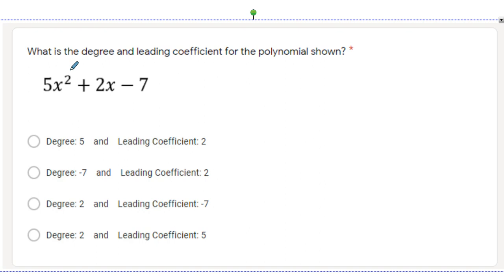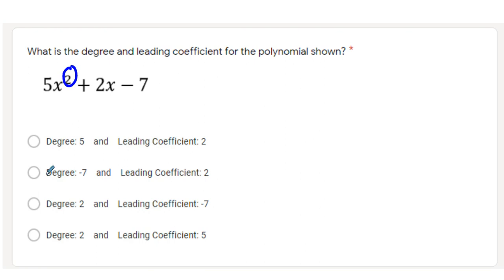Second question asks what's the degree and the leading coefficient. So you can see the biggest power here is a 2, so that means it can't be one of these first two options because it has to be degree 2. The leading coefficient, well, there are technically two coefficients, the 5 and the 2, the numbers in front of the variables. The last one's a constant term. And the leading coefficient is the coefficient associated with the degree, with the highest power. And so it would be the last option.